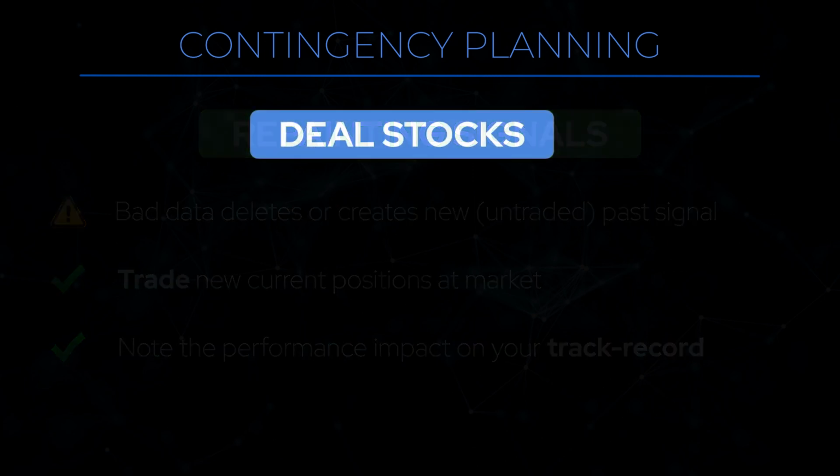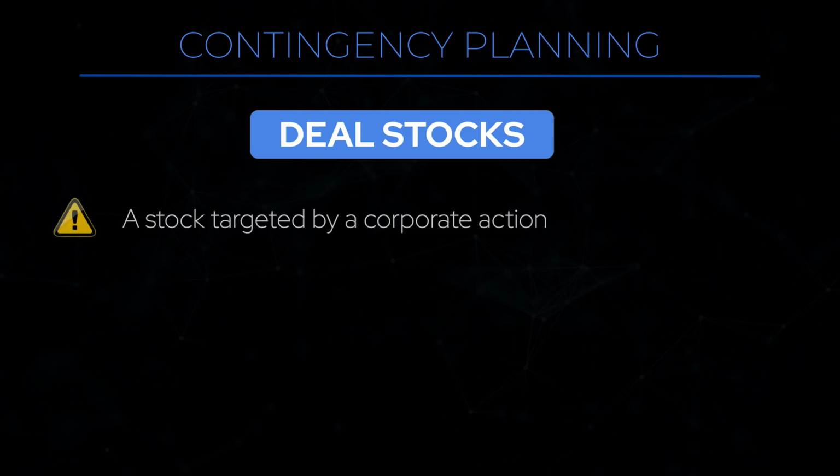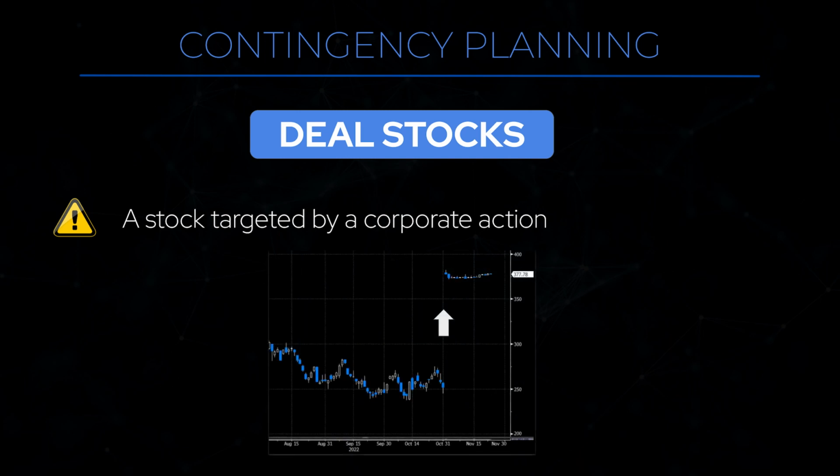And finally, number 5, deal stocks. Now what is a deal stock? A deal stock is a stock that is being targeted by a takeover or a merger of some sort. This will usually cause the stock to suddenly gap up and then levitate as the deal is being completed, and hedge funds pull some arb trades on the remaining deal premium.